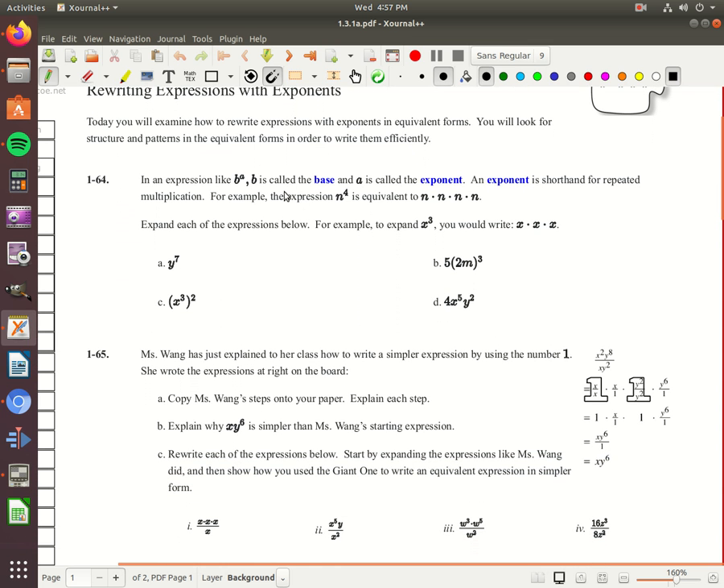So when we have an exponent, b to the a, b is the base and a is the exponent. An exponent is shorthand for repeated multiplication. So if we have n to the fourth, that means we will multiply the base of n by itself 4 times. So expand each of the expressions below. For example, x to the third, which means the base x times itself 3 times. So this would be the base y times itself 7 times.